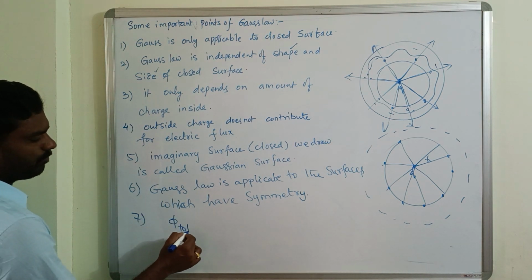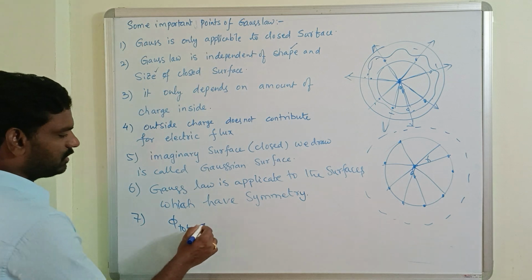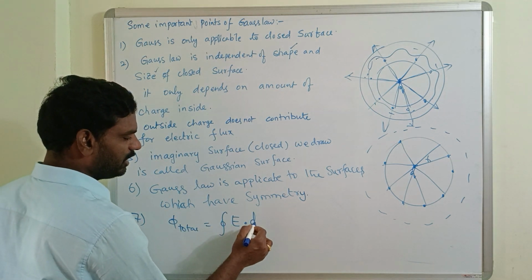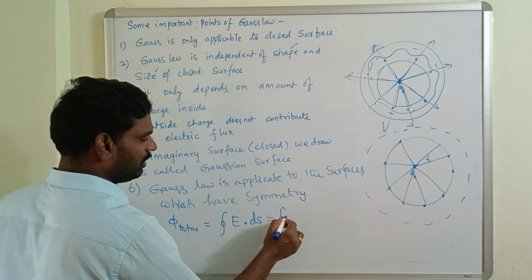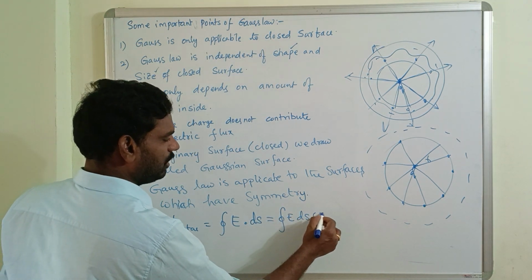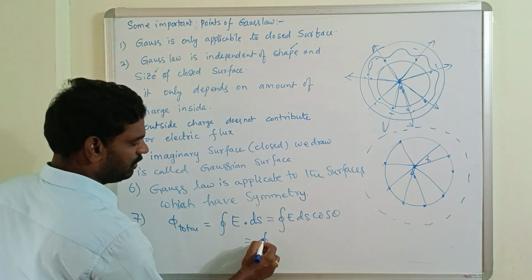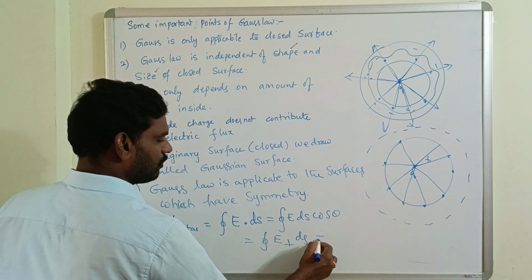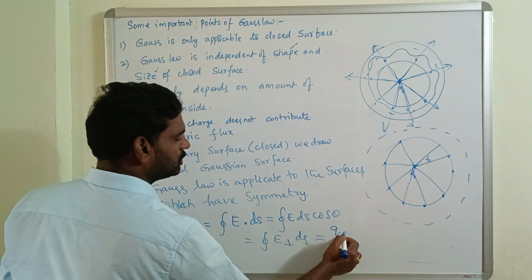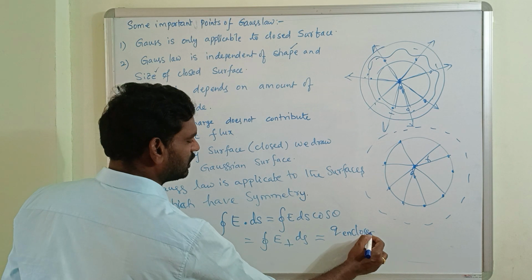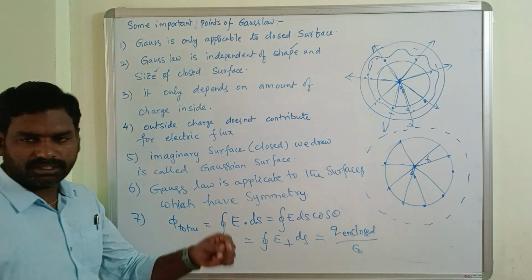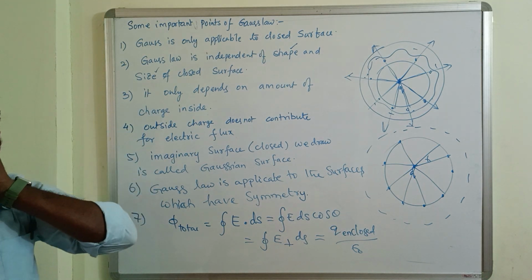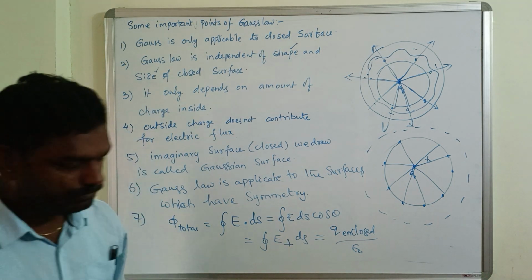Total flux due to a closed surface is equal to the closed integral of E dot ds, or the integral of E ds cos theta, or the integral of E perpendicular into ds. This is equal to what? Charge enclosed by epsilon naught. This is nothing but Gauss law: 1 by epsilon naught times the charge enclosed is called the Gauss law.